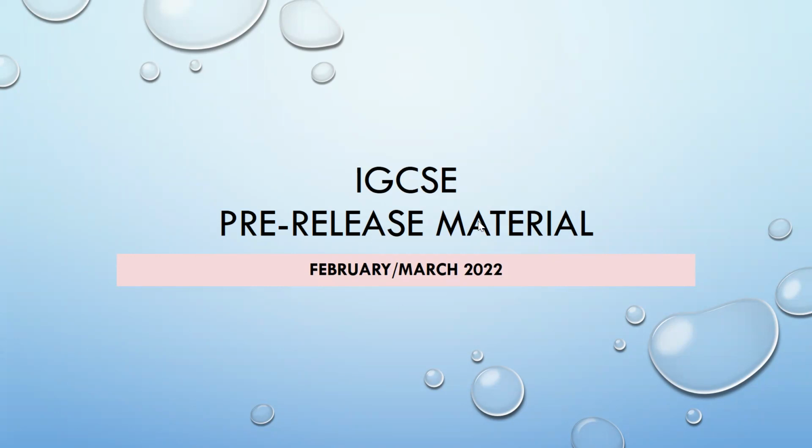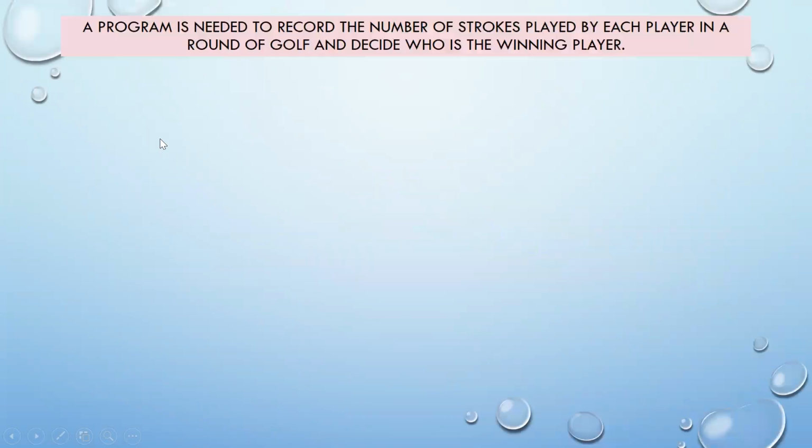Now, this time around, the question revolves around a game of golf. You have to create an application for a golf game. Now, the idea is to record the number of strokes played by each player in a round of golf and decide who is the winning player.